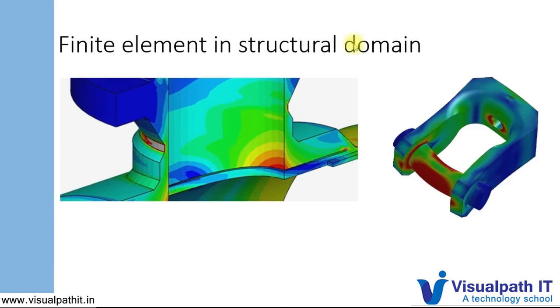Now you can see an example of finite element analysis in the structural domain. Consider this to be some axle in a car or something like that. So what will happen if this breaks during working?